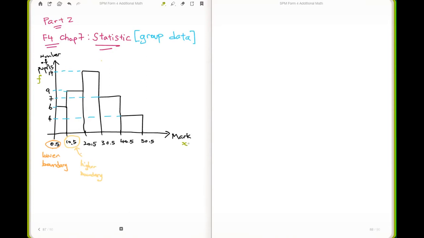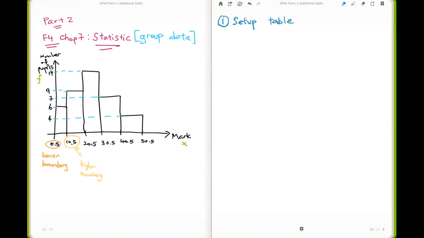Okay. Now, if you are given a question like this, it won't get you anywhere. All you need to do in your answer sheet is set up a table. To do that, step 1 is table setting. If you're given group data like this, a histogram, first of all, set up a table.